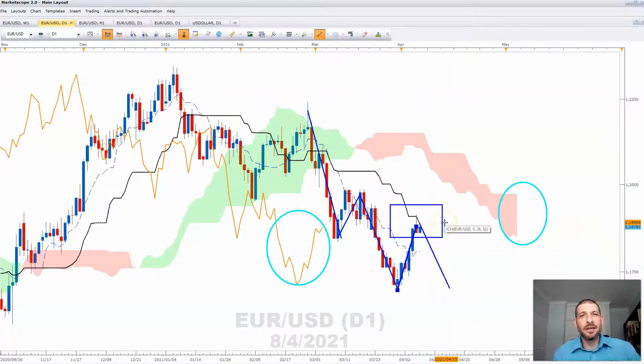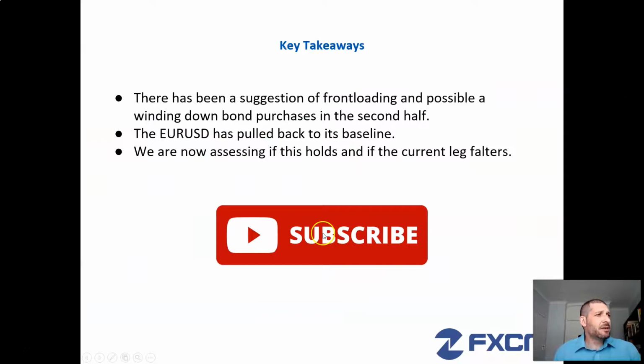Let's just end off with some key takeaways. So there's been a suggestion of front-loading and a possible winding down of bond purchases in the second half. It's going to be interesting how that plays out. We do note that the Euro-US dollar has pulled back to its black baseline, and we're now assessing to see if the baseline holds and if the current up leg falters.